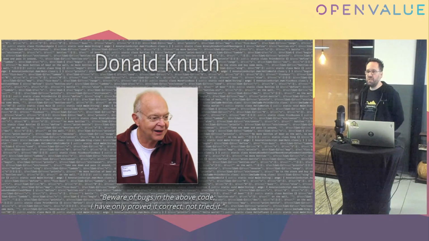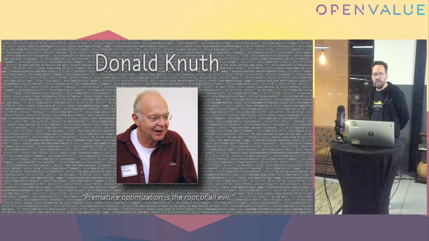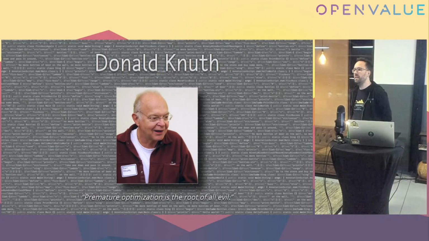But yet he remains humble about it. He says, well, beware of bugs. I've only proven that this program is correct, but I haven't actually tried it. So that's one thing he's famous for. Another thing is this quote: "Premature optimization is the root of all evil." This is very famous and also taken out of context by most people who say it.